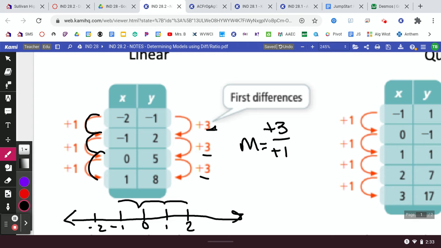It's never going to bend. It's never going to turn back toward itself. It's always going to stay straight, okay? And that's what makes it linear, is that first difference change being constant.